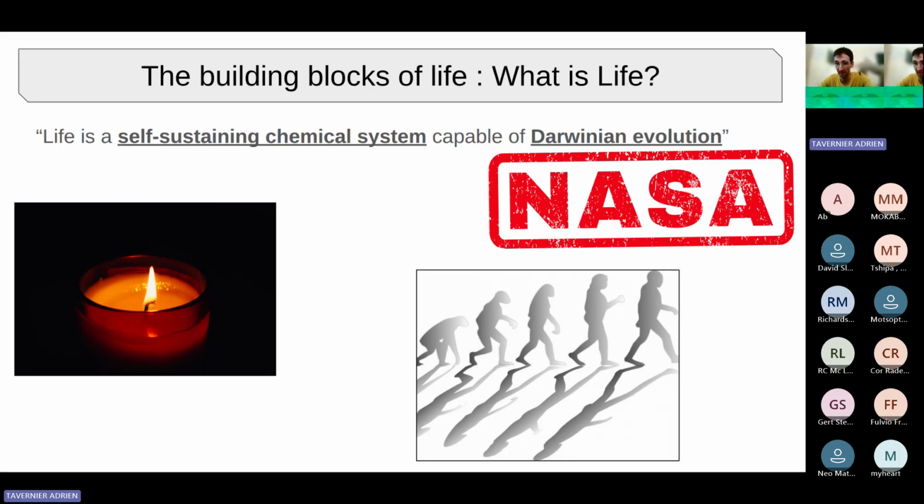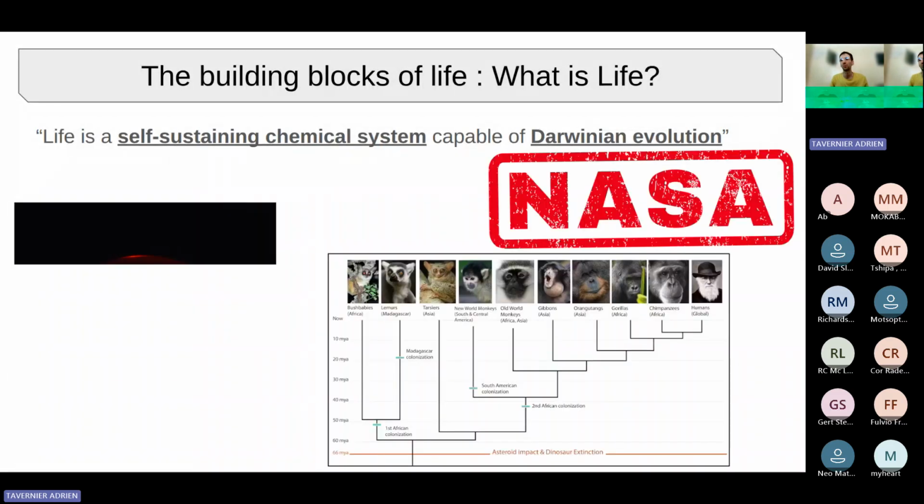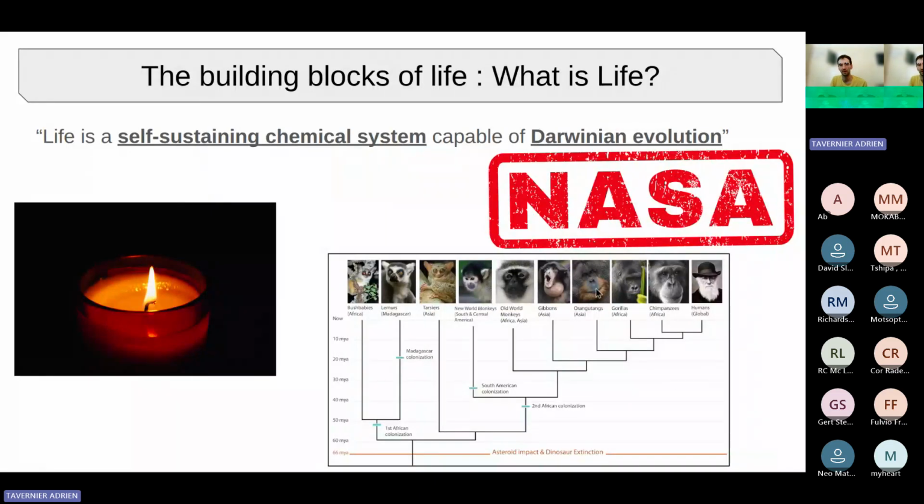And then this chemical system has to be capable of Darwinian evolution. Here you have a kind of symbology of what is not Darwinian evolution, because this kind of representation is false according to Darwinian evolution. If we consider humans and animals, monkeys, we have to do the classification. Here you have Darwin, who developed Darwinian evolution.